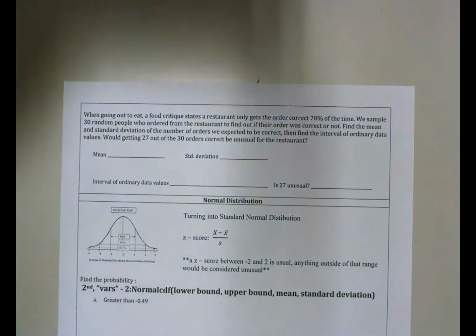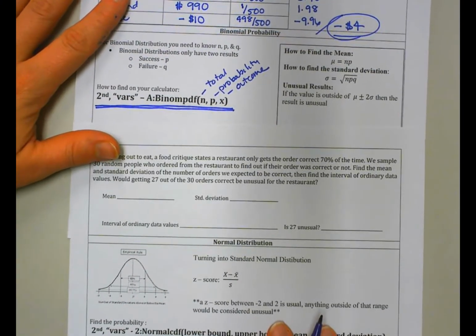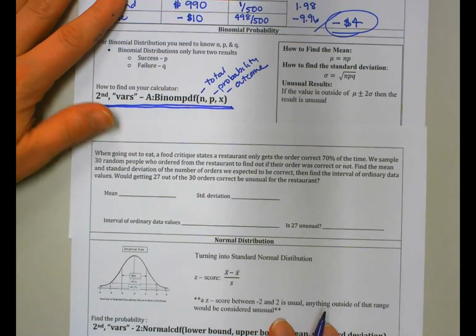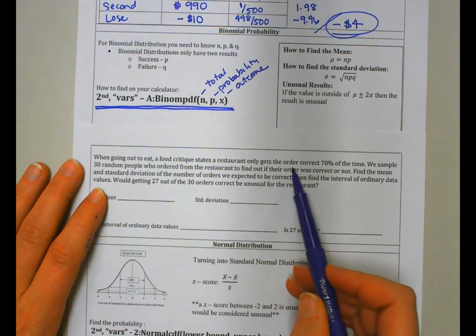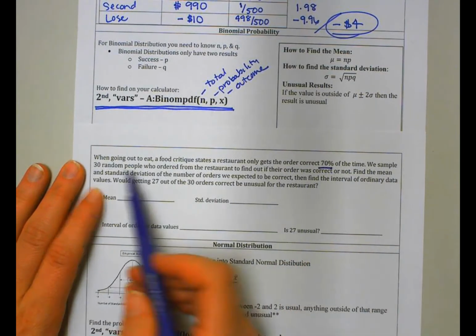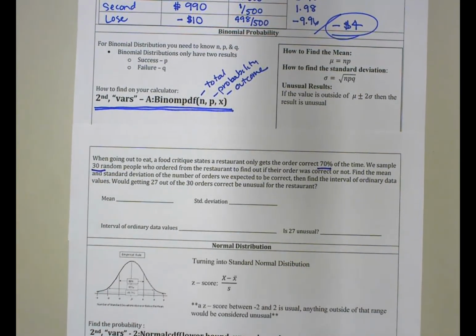All right, so if we turn our paper over, and I might keep this one showing just so we have our mean and standard deviation there. When it comes to going out to eat, a food critic states a restaurant only gets the order correct 70% of the time. We sample 30 random people who ordered from the restaurant to find out if their order was correct or not. Find the mean and standard deviation of the number of orders we expect to be correct. Then find the interval of ordinary values. Would getting 27 out of the 30 orders correct be unusual for the restaurant?